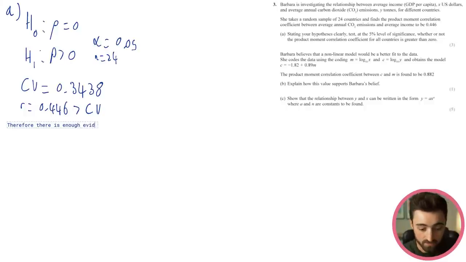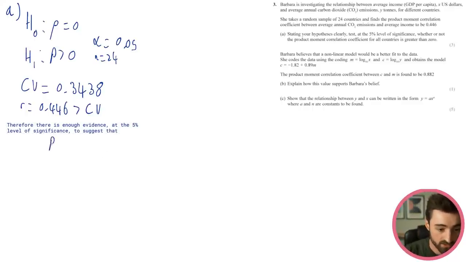So throwing a few more fancy words in, we can basically say, therefore, there is enough evidence. Now, this is where the significance level comes in, right? Because that critical value depends on the significance level. So what we can say is there is enough evidence at this significance level, so at the 5% level of significance, to suggest that rho is greater than zero.